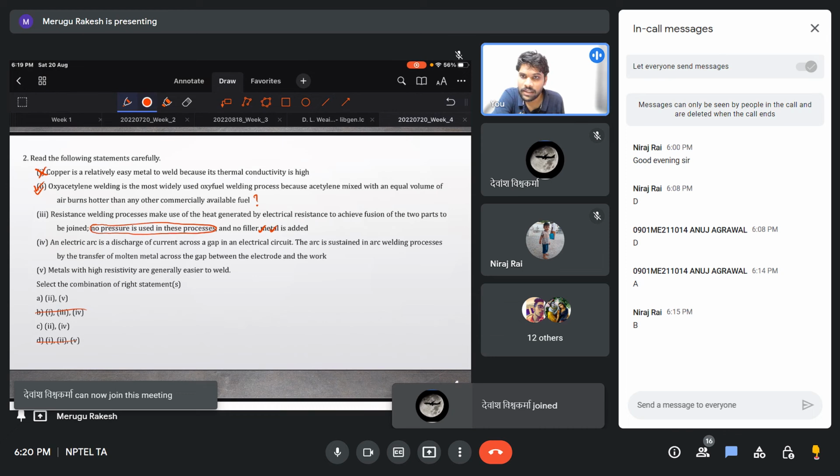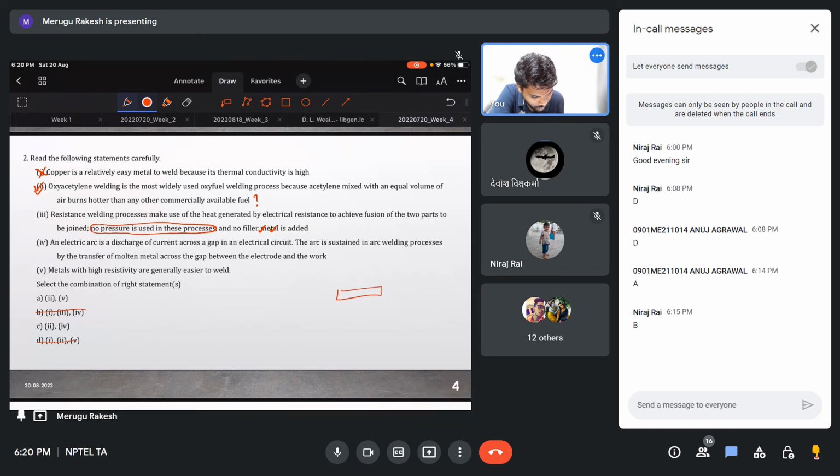If you remember spot welding, before giving any electrical power, we firmly hold these things. Then we apply some pressure. Then the spot will be formed, the weld nugget will be formed inside. So we use some pressure in this process. But here it says no pressure is used. So that is one wrong statement. So I can strike off option 3, but still I have to read the other statement.